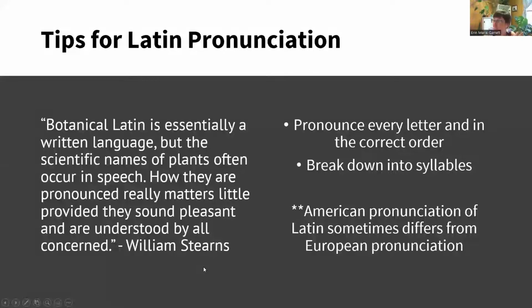All right, so I've been saying a lot of Latin names, probably somewhat incorrectly, but here we're going to go through some tips for Latin pronunciation. So this is the part of the webinar where you stay muted, but feel free to sound out the names with me as we go. And if you look up anything about pronouncing Latin, the name that you'll see is William Stearns, and he was kind of the authority on Latin plant name pronunciation.